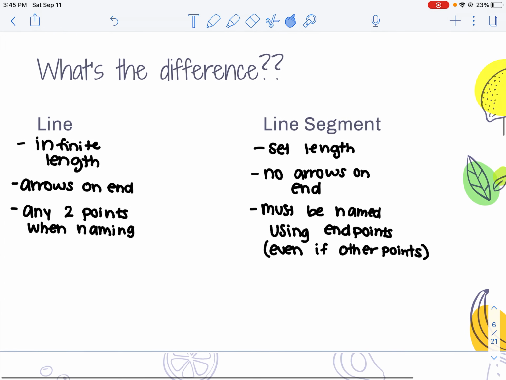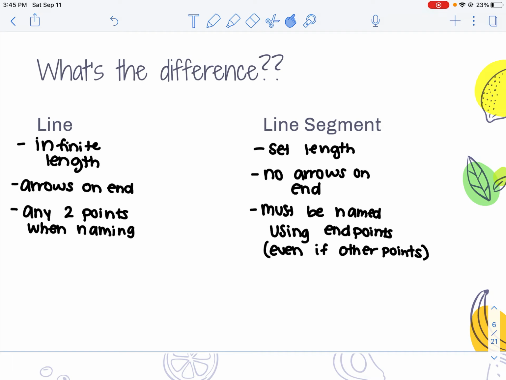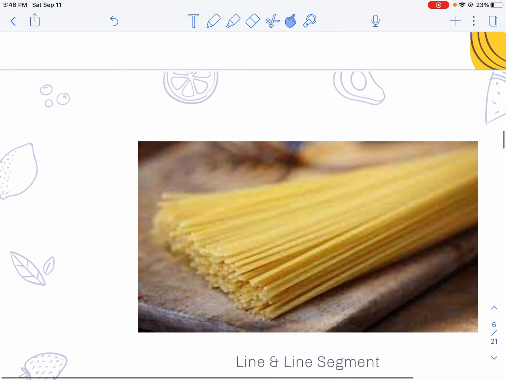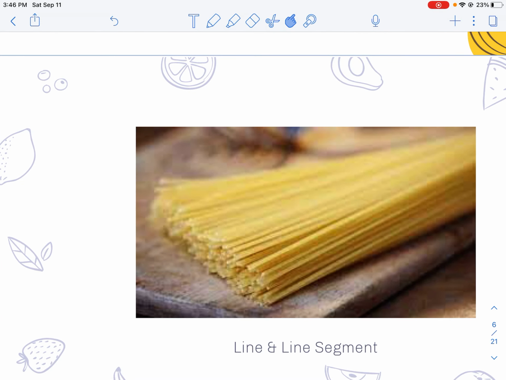The biggest difference is that a line is infinite and has arrows on the end to show that it's infinite. And because it's infinite, I can pick any 2 points when I want. Line segments are just part of the length. There's no arrows on the end, and you have to use the endpoints even if there's other points on that line segment. A line segment is kind of like a piece of spaghetti. A line is going to be like an infinite spaghetto, which is one giant spaghetti.